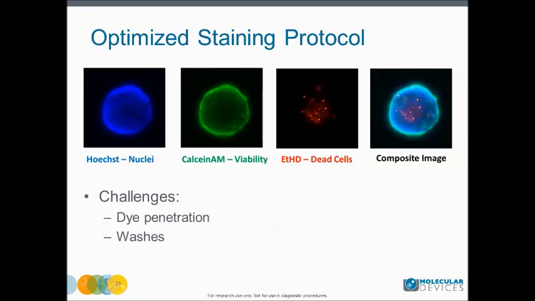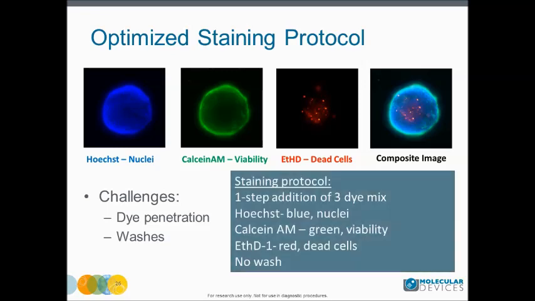There are other challenges for the spheroid culture protocol, like dye penetration may be difficult, especially if you use antibodies. In our assay, we used Hoechst for nuclear stain, calcein AM for viability, and also ethidium homodimer for dead cells, which stains nuclei of cells with damaged external membrane. So our staining protocol includes one-step addition of a 3-dye mix. This is live cell staining and no washes are required.